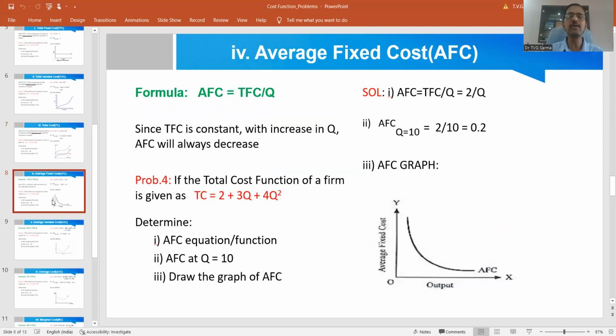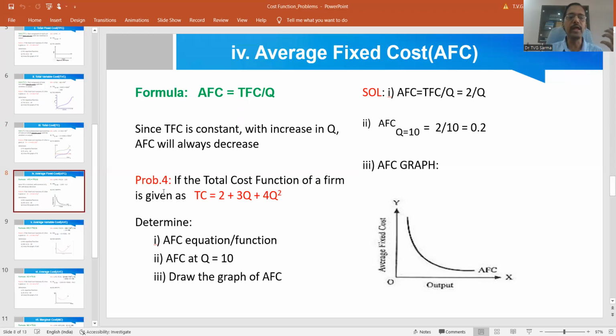The fourth cost concept happens to be the average fixed cost. The formula for average fixed cost is given as total fixed cost divided by output. Now in this formula, the numerator, that is total fixed cost, is constant. With the increase in Q, average fixed cost will always decrease, because the numerator is constant and only the denominator goes on increasing, which means the fraction becomes smaller and smaller. So in simple words, average fixed cost always decreases.